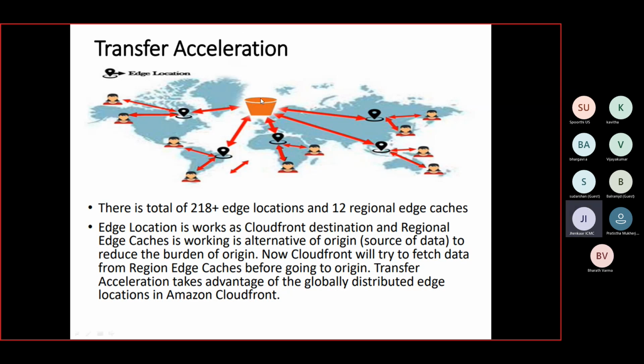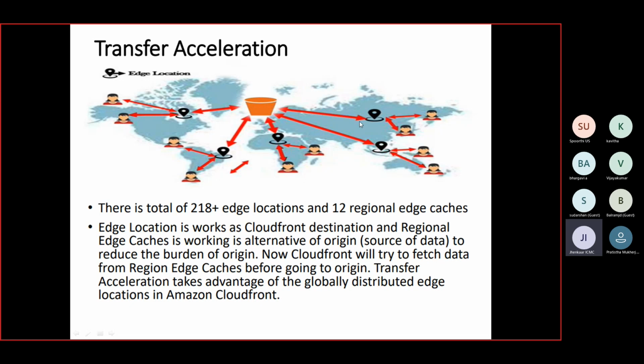For example, take the Mumbai region we have selected, right? If your bucket is created in Mumbai region, and this is the center of your Mumbai, then around 100 up to 200 kilometers away there will be something called an edge location, which is near to your Mumbai region. Similarly, if your bucket is created in North Virginia region, somewhere near to that, one edge location will be created.